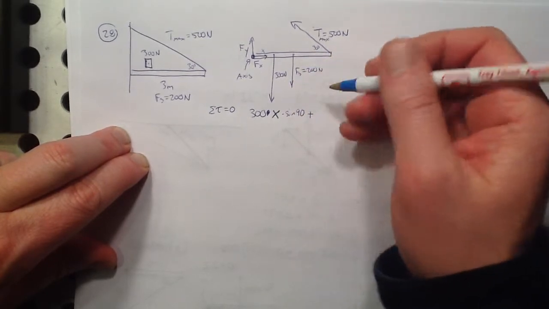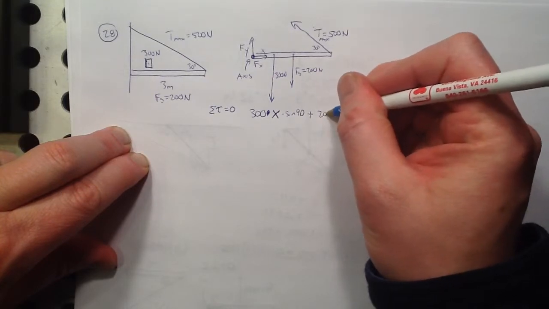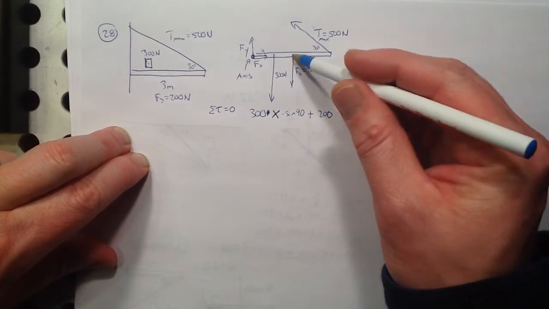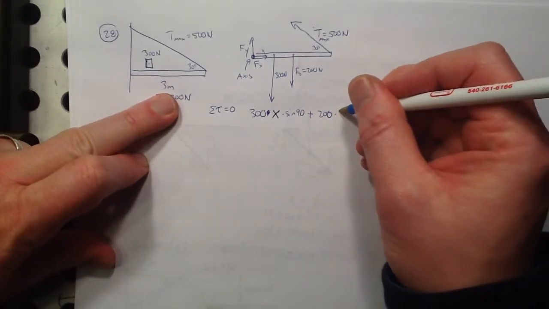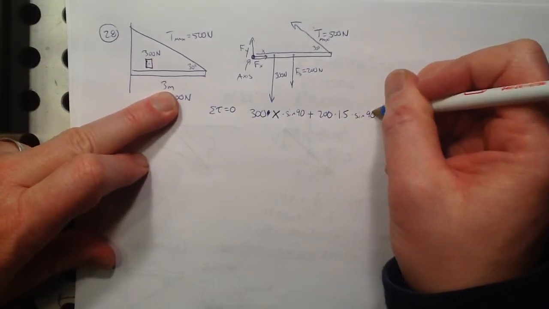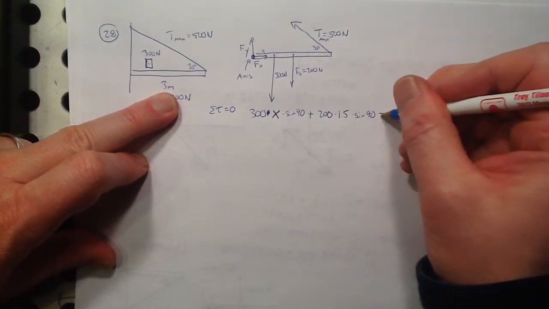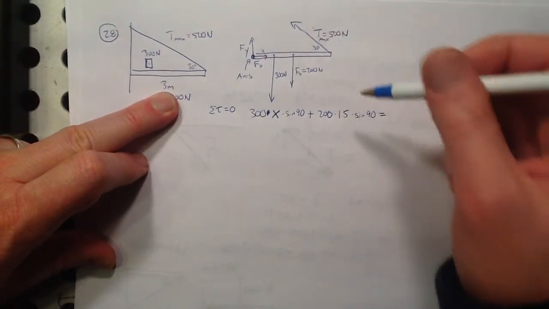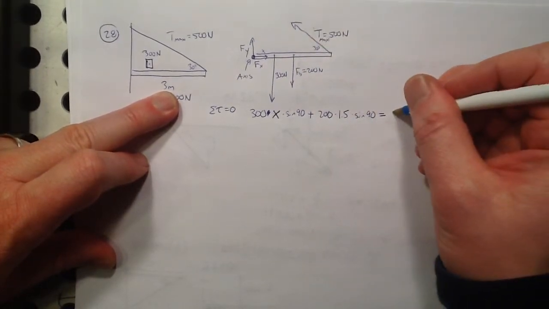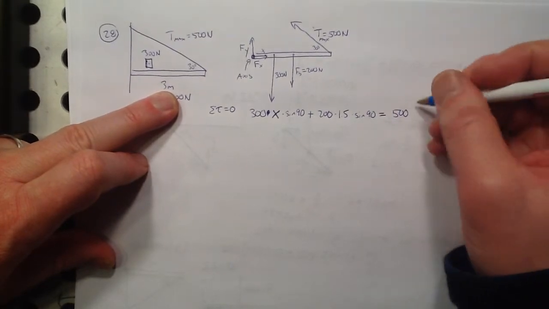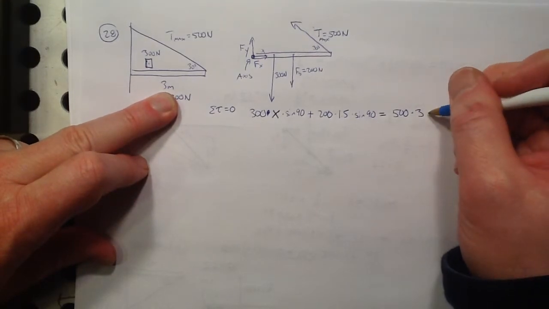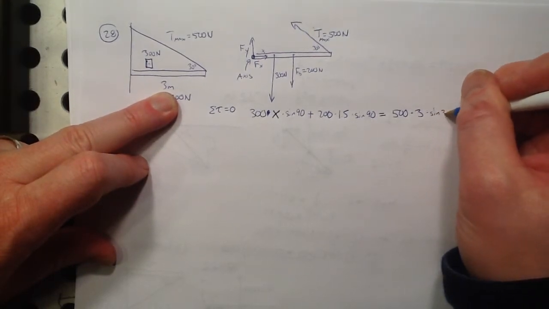plus I also have the 200 newton force, the weight of the beam itself, acting at half the length of the bar, which is 1.5 meters. It's also acting at 90 degrees. So you get the full brunt of that force. And then those are balanced by the tension force, 500 newtons, at the full length of the bar, 3 meters, at an angle of 30 degrees.